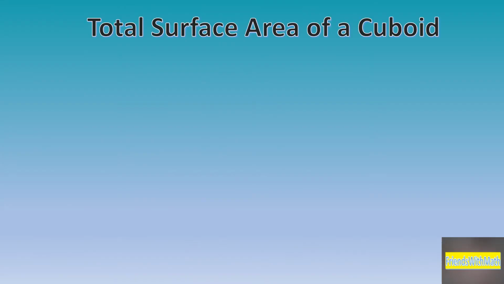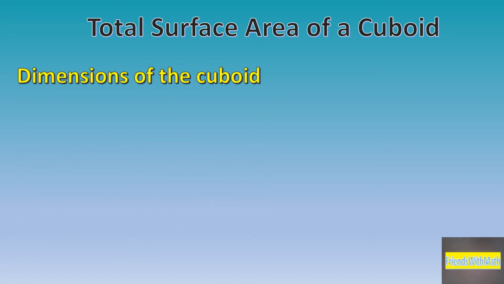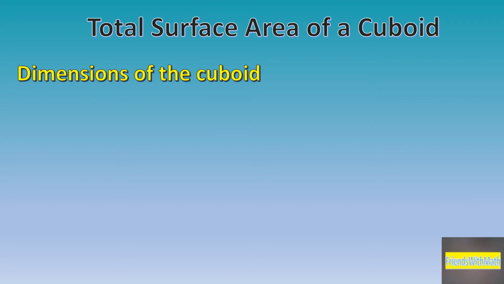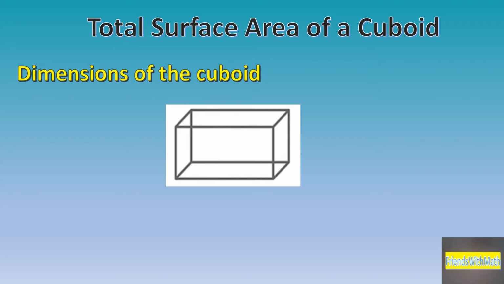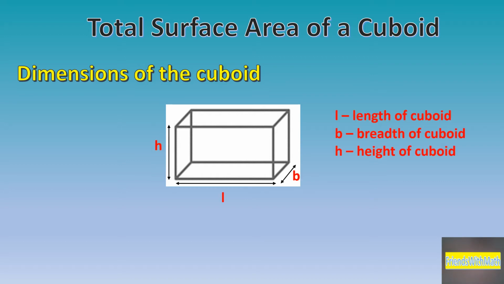So today our topic is total surface area of a cuboid. First let us understand the dimensions of a cuboid. This is a cuboid. It has length, breadth and height. And these are the abbreviations for length, breadth and height.